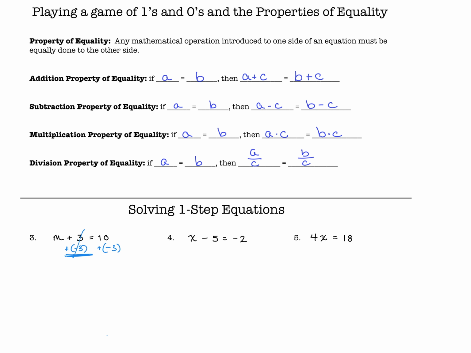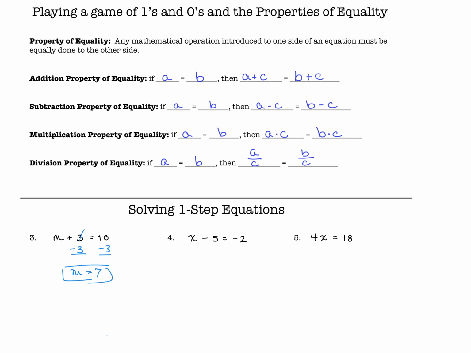Now, here's the deal. I want to show you something. So we go back to this idea of subtraction. Do I really need to write plus a negative? And the answer to that is no. So what you'll see a lot of the times is your teacher will just write minus 3, and that is acceptable. So what they'll do is then they'll write that down below, so we get m equals 7. And there's a one-step equation, solved.